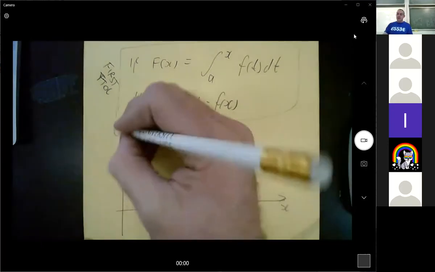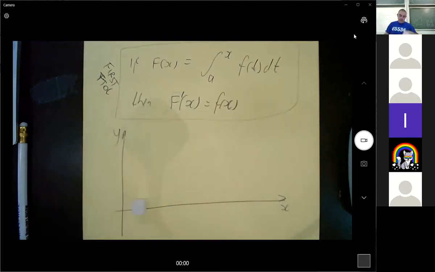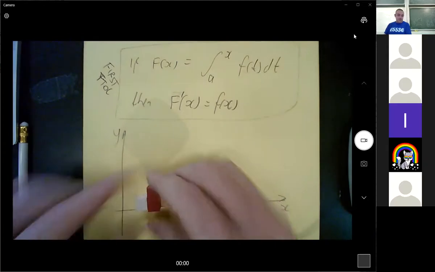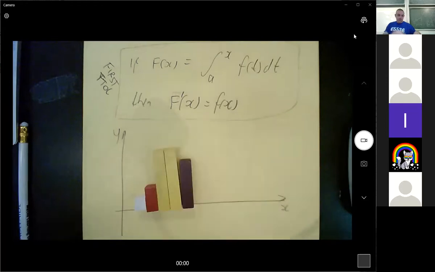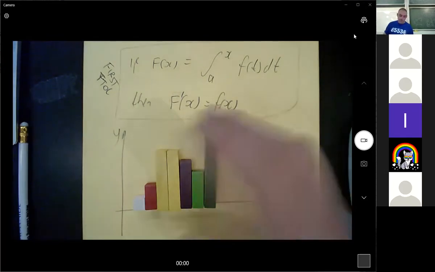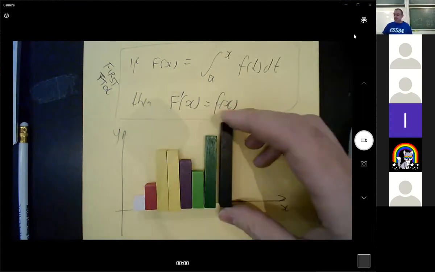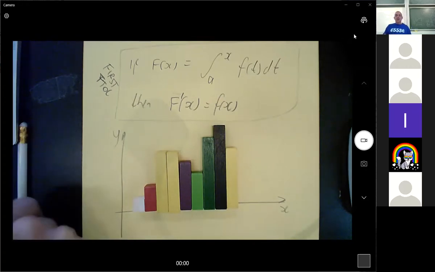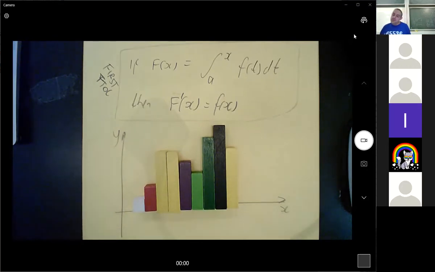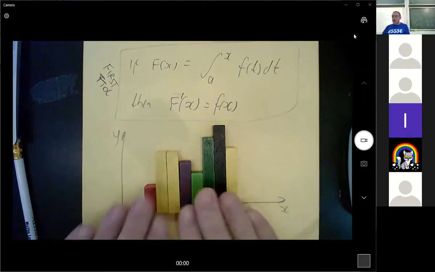Here's an x-axis, here's a y-axis, and here is a function. All right. So if I want to create a function which is the running total of these values so far, then the running total of this function so far would look like this.